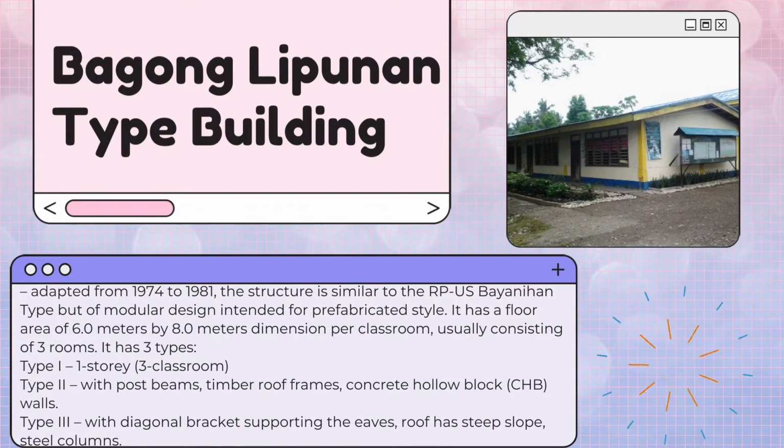Bagong Lipunan type building. Adapted from 1974 to 1981, the structure is similar to RPU's Bayanihan type but of modular design, intended for prefabricated style. It has a floor area of 6.0 meters by 8.0 meters per classroom, usually consisting of 3 rooms, so it has 3 types. Type 1 consists of 1 story or 3 classrooms. Type 2 has posts, beams, timber roof frames, and concrete hollow block walls, and Type 3 has diagonal brackets supporting the eaves. Roof has steep slopes and steel columns.